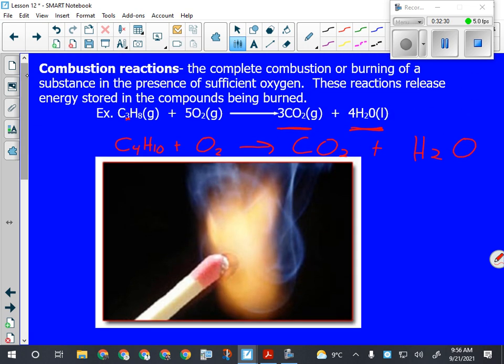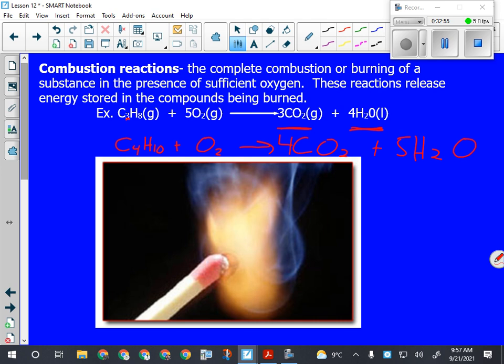Okay, so with this reaction, if I just start balancing it, I'm going to run into a problem, and I'll show you what that problem is. How many carbon on this side? 4. So I'm going to put a 4 here. Now my carbons are balanced. How many hydrogen here? 2. What times 2 will give me 10? 5. Now I've got to balance my oxygens.